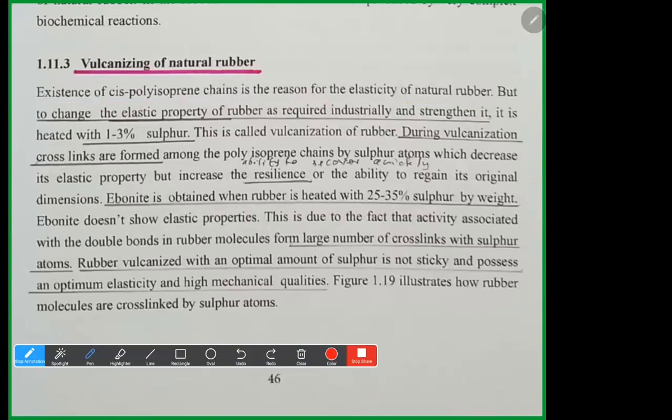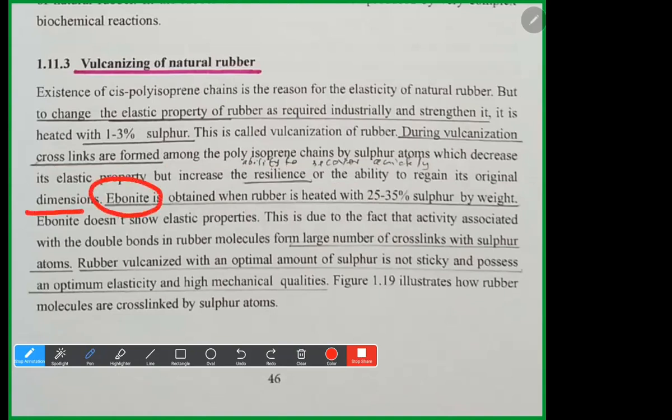But to change the elastic property of rubber as required industrially and strengthen it, it is heated with 1 to 3% sulfur. This is called vulcanization of rubber. During vulcanization, cross-links are formed among the polyisoprene chains by sulfur atoms, which decrease its elastic property by increasing the resilience, or the ability to regain its original dimension.